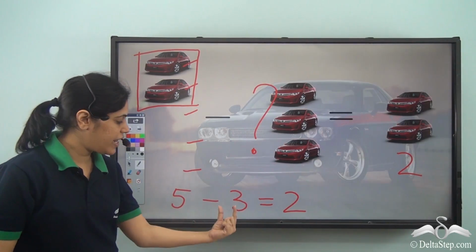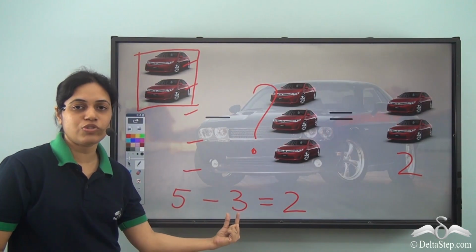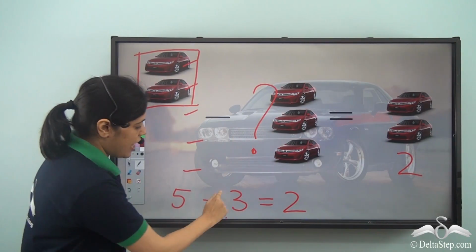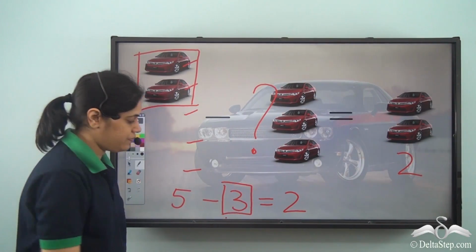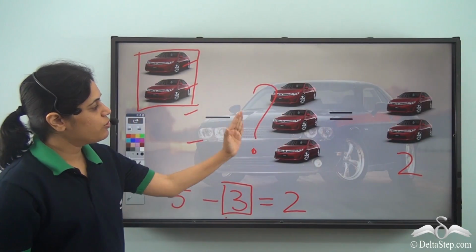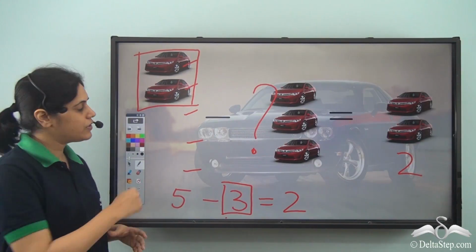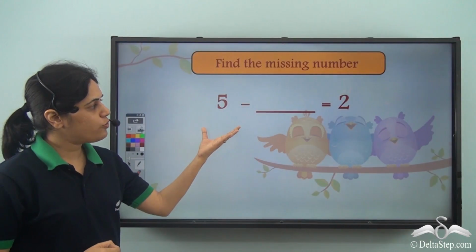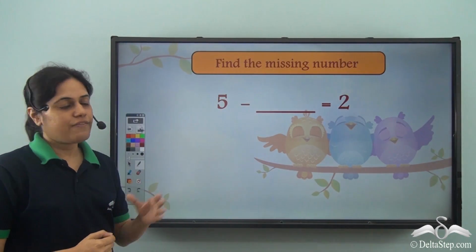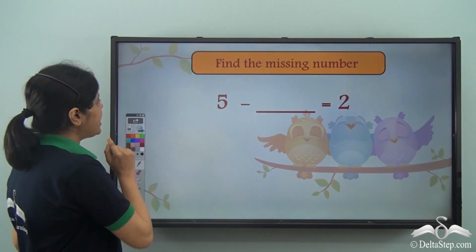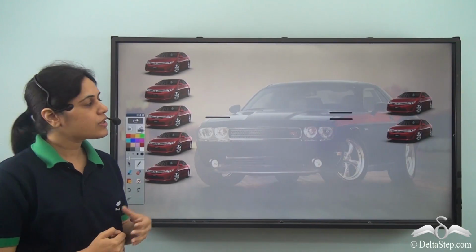We needed to find how many cars we need to take away from 5 cars to get 2 cars. And the answer is 3. So, by removing the cars one by one, I see that the answer is 3. But how do we solve questions like this when we don't have any cars or objects to remove? So let me tell you a trick here.